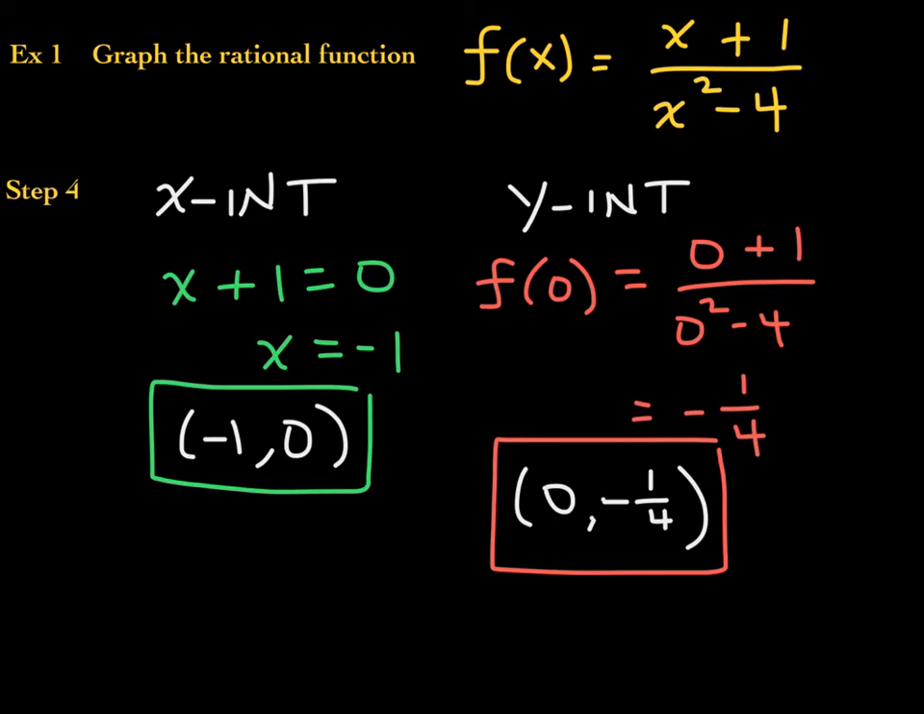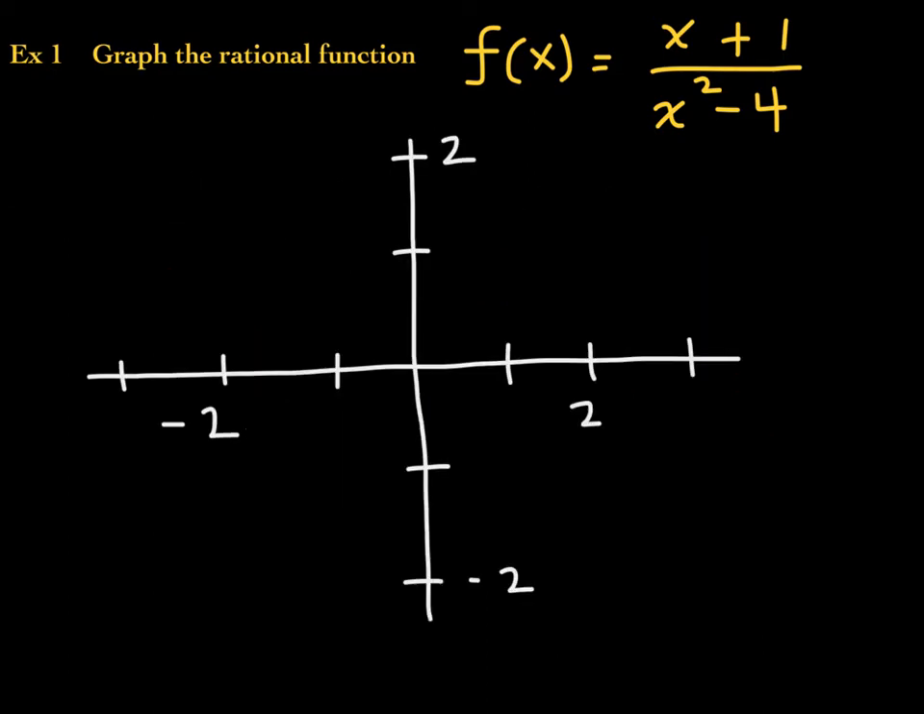So let's go ahead and show what we have so far. The first thing I'm going to do is plot my vertical asymptotes here. Remember, you always use a dashed line to show these because they're not part of the graph, but they help you get the graph. Your vertical asymptotes are x equal to 2 and x equal to -2. They're vertical lines. Now your horizontal asymptote is y equal to 0, namely the x-axis, like that.